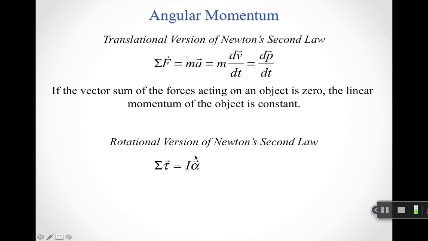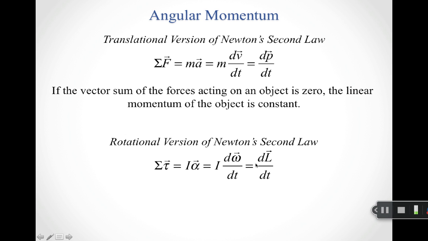If I start with the rotational version of Newton's second law, which again tells me that the net torque is equal to the rotational inertia times the angular acceleration, we can play the same game. So we can take the angular acceleration, we know that's defined to be the derivative with respect to time of the angular velocity. And if I take my rotational inertia and tuck it inside the derivative, then I've got the derivative with respect to time of I omega, and that's just another way of saying the angular momentum.